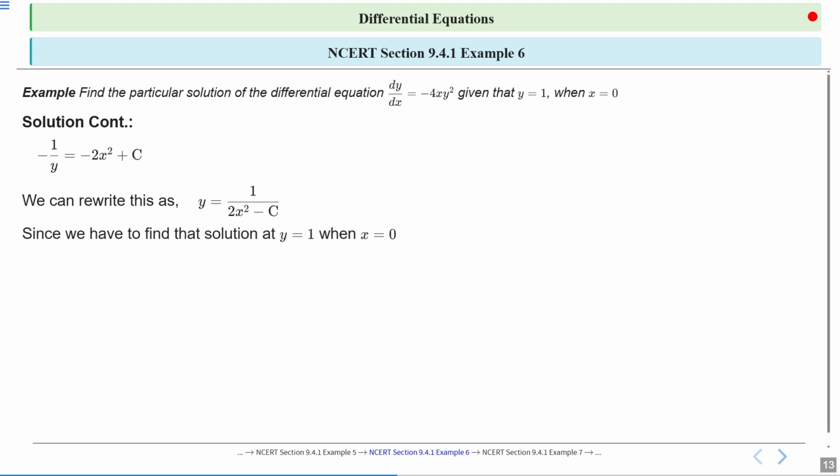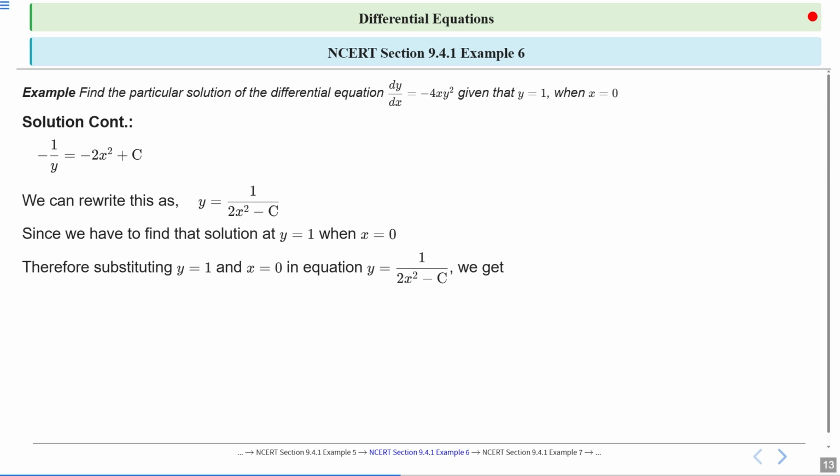Since we have to find the solution now, the solution y is equal to 1 by 2x square minus c is the general solution of the given differential equation because of the presence of arbitrary constant. The solution with arbitrary constant is the general solution. But we have to find a particular solution of the differential equation, and for that there is a given condition, that is y is equal to 1 when x equal to 0.